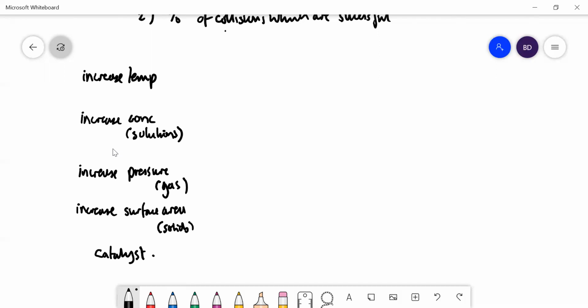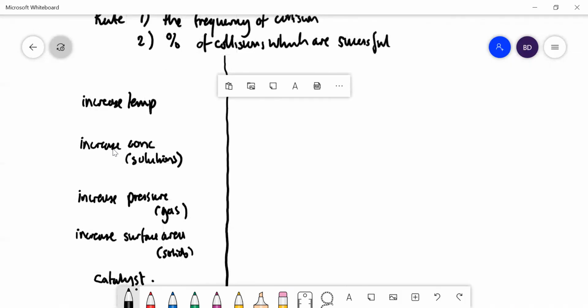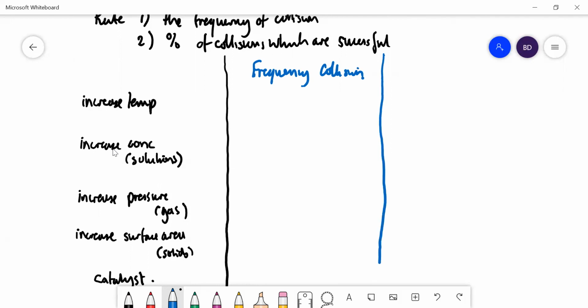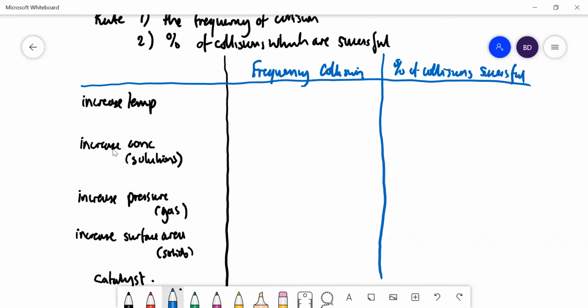So we want to think about how those things affect these two things: the frequency of collisions, we'll put here, and here, not the frequency, but the percentage of collisions which are successful. All right, so let's do that.